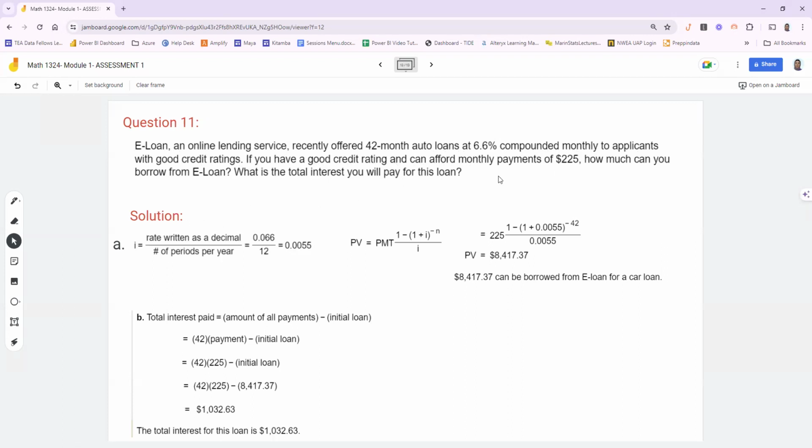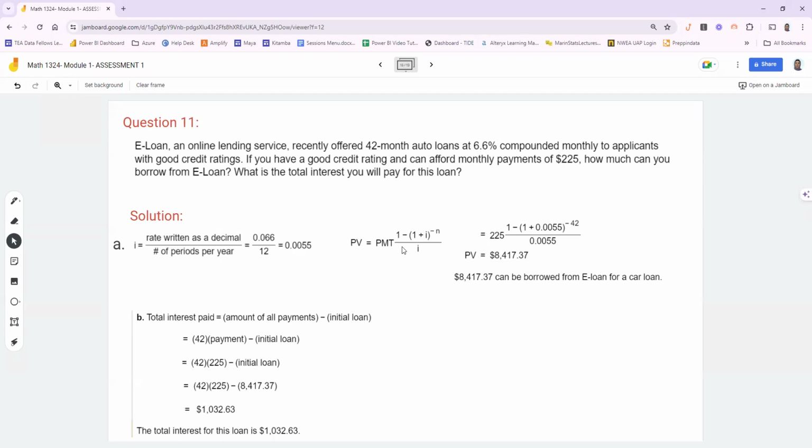Okay. So compounded monthly means we're going to have to deal with the number 12 here. And then our time is 42 months. So let's take a look at the solution. Again, as usual, first thing we're going to calculate is I. So 6.6%, this is what it means as a decimal. Divide this by 12 because they said in the problem that it's monthly. And then this is our I value.